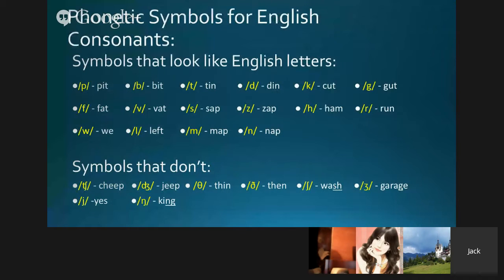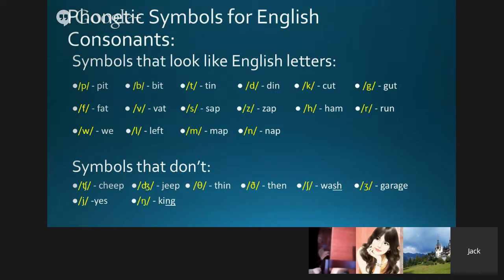The next two symbols are both represented by th's in English. The first one is as in fin, the second one is as in then. This symbol that looks like a long S is the sh sound, as in wash. This one that looks like a cursive Z is the zh sound, as in garage or illusion. This next one is a little complicated because it looks like a J, which in English is pronounced j, but phonetically it makes the y sound, as in yes.